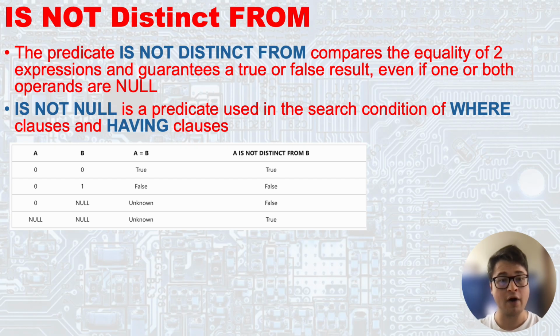So it's NOT DISTINCT FROM. The idea is that the predicate IS NOT DISTINCT FROM compares the equality of two expressions and guarantees a true or false result, even if one or both operands are null. IS NOT NULL is a predicate used in the search condition of WHERE clauses and HAVING clauses. So here below you can see something that is pretty useful, which is a truth table, okay? And what you can see is how the clause is acting as an operator, and you see that when both have the same value, IS NOT DISTINCT FROM is going to be true, okay? That's all that you have to notice in this case.